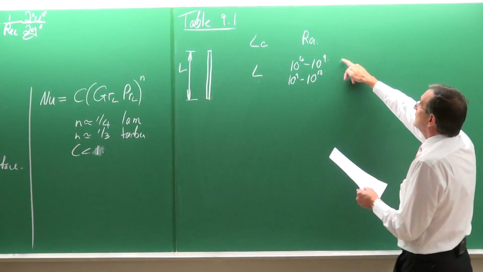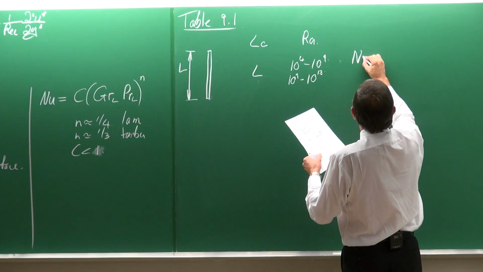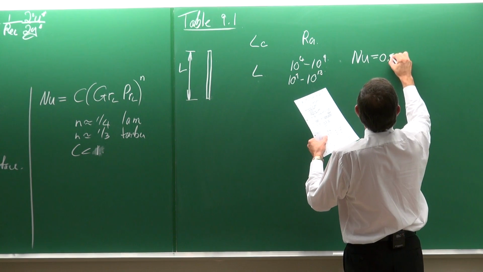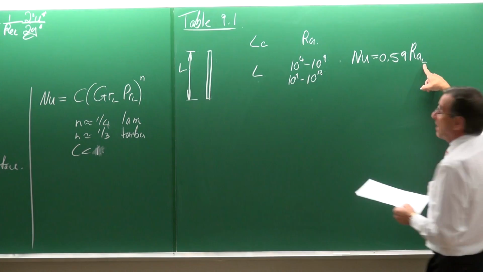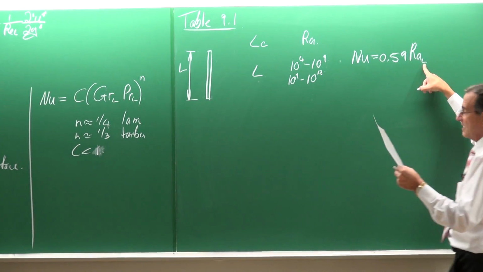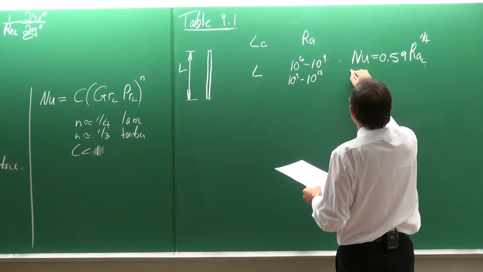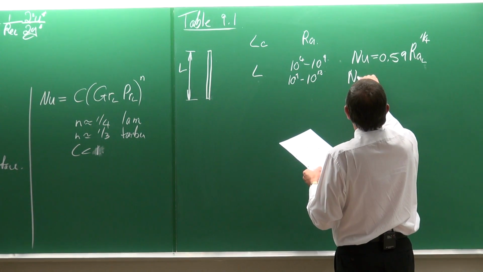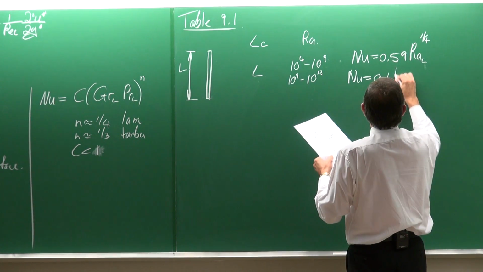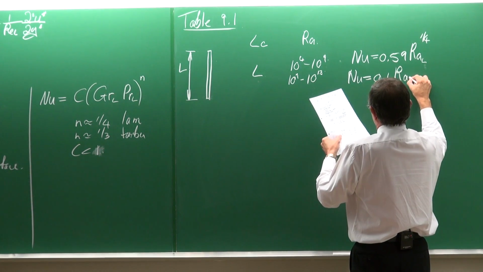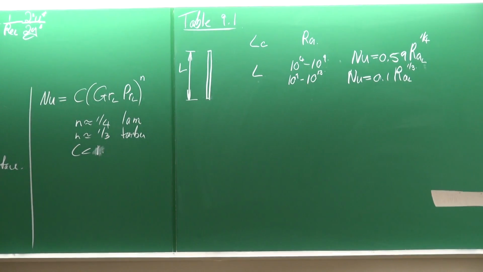Okay, so it says that if the Rayleigh number is between 10 to the 4 and 10 to the 9th, then the Nusselt number is equal to 0.59 multiplied by the Rayleigh number based on the characteristic length, L, to a quarter, and if it is between 10 to the 9th and 10 to the 13th, the Nusselt number is equal to 0.1 multiplied by Rayleigh to the third. Those are the two equations.